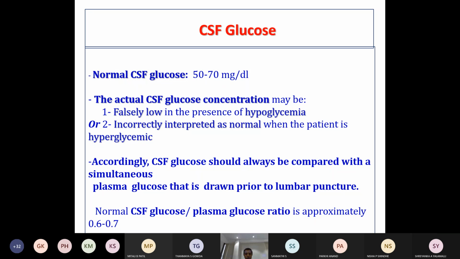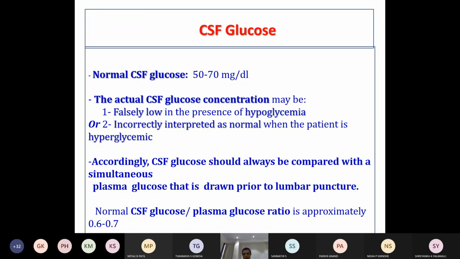So in our laboratory, we will do only the estimation of glucose and proteins, the major components of CSF that we analyze among biochemical parameters. Normal CSF glucose is 50 to 70 milligrams per deciliter, when you compare it with blood glucose, which is 100 to 110. Acute CSF glucose concentration may be falsely interpreted as normal in the presence of hypoglycemia, or incorrectly interpreted as normal when the patient is hyperglycemic.